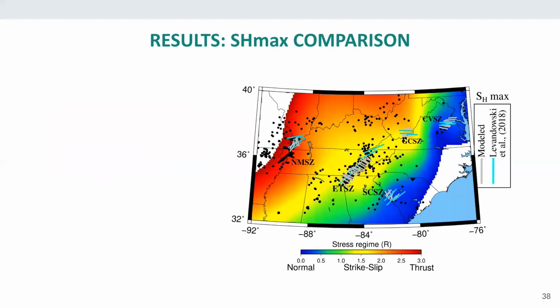We also compare our model stresses with the observed stresses. Here the colors are the modeled fault types, going from thrust to normal faulting from west to east. The gray lines represent our modeled maximum horizontal stress direction, and the blue lines represent the observed maximum horizontal stress direction. Except for the Eastern Tennessee seismic zone, we see a good correlation between our model and the observed maximum horizontal stress directions.